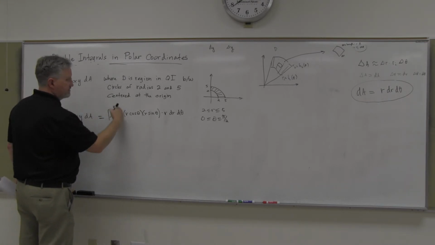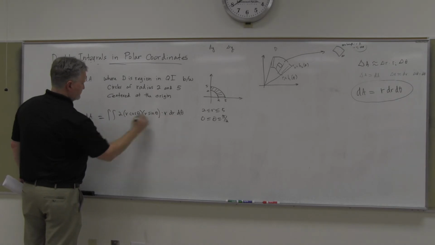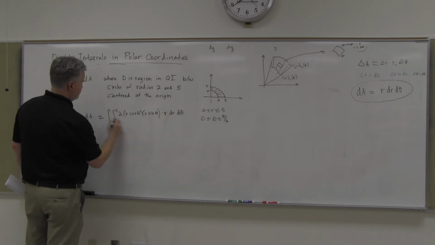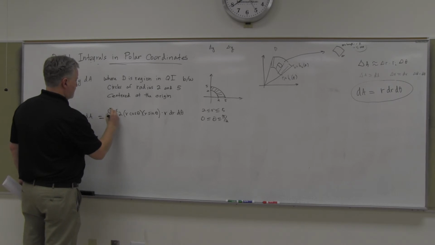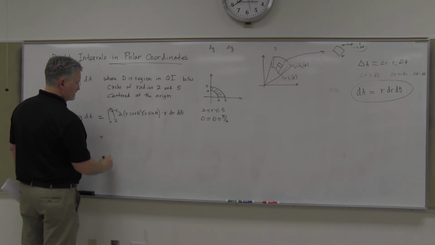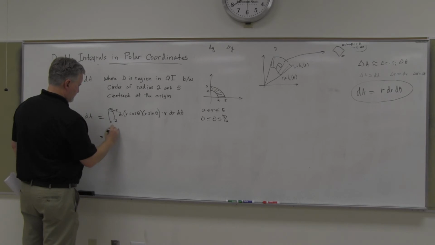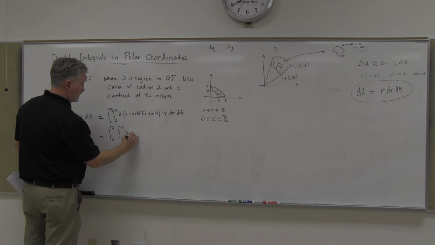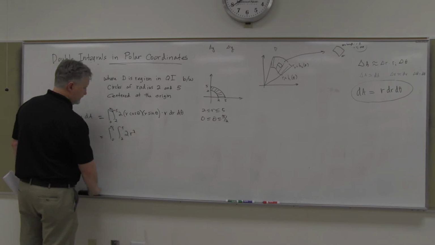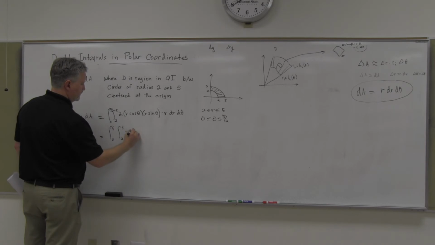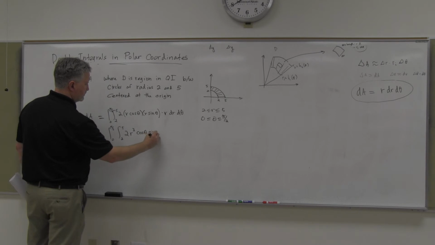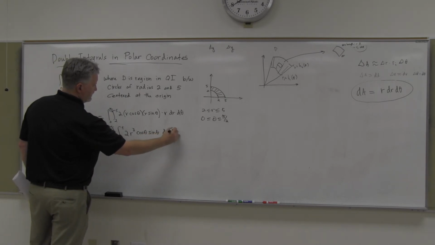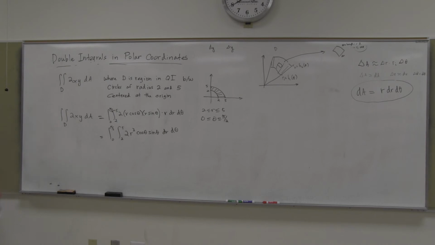And then my limits here. Like I said, we do the r's first, so it goes 2 to 5, and then theta is 0 to pi over 2. That's what we got. Let's clean it up a little bit. What do we got? 2r cubed cosine theta sine theta. Okay, so yeah, we can do that.